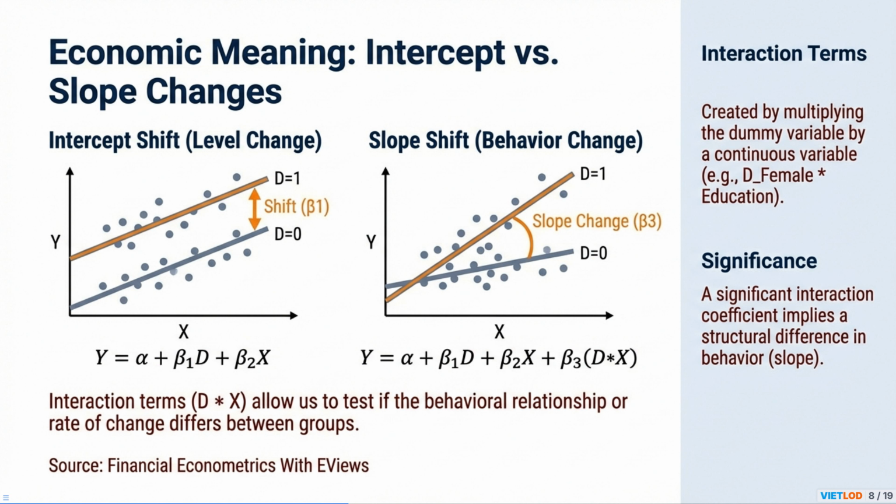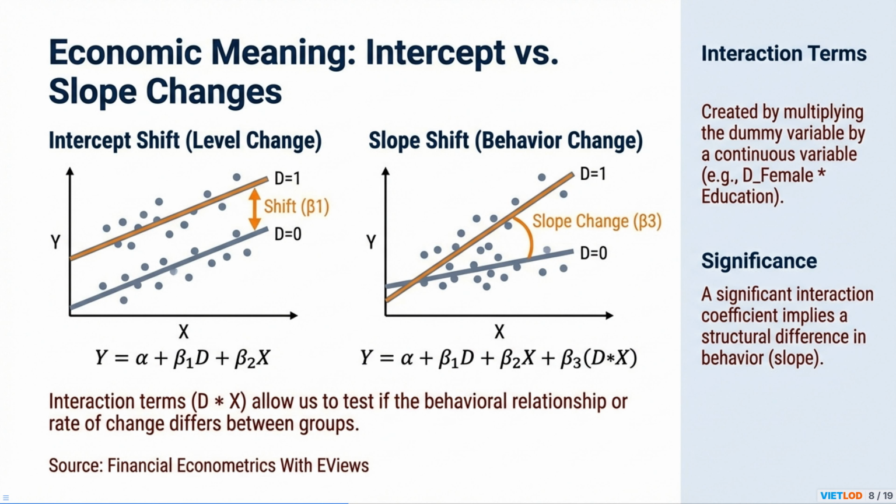In contrast, a slope shift represents a change in behavior or the rate of response. It means the effect of the independent variable x on y is different for the two groups. The regression lines will have different angles. To model a slope change, we use an interaction term. This is created by multiplying the dummy variable d by a continuous variable x.